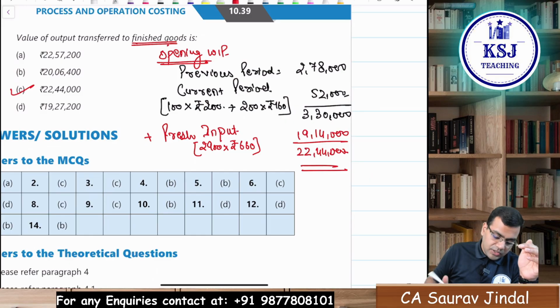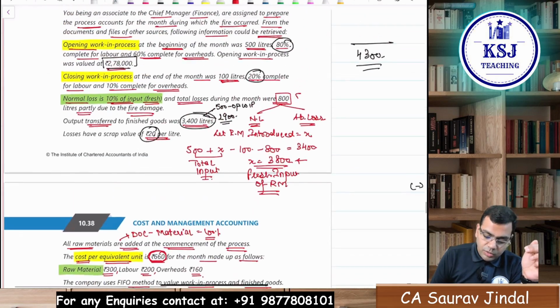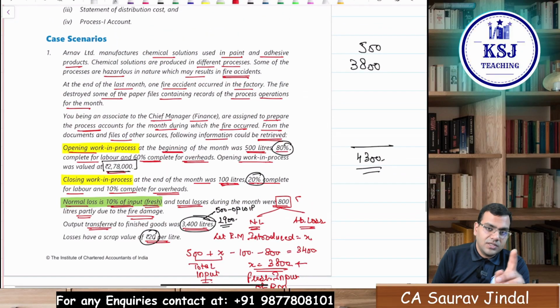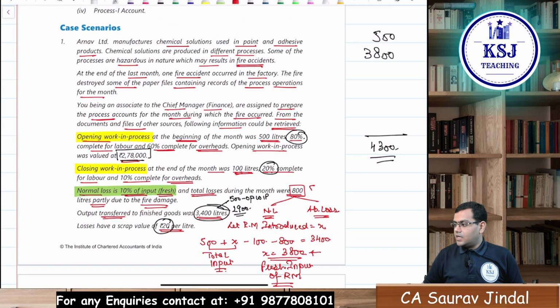Clear? So this is a very, very important question. As a question also, it can be asked in the examination. So with this, we are done with the process costing. Next, we'll take up joint and byproducts.